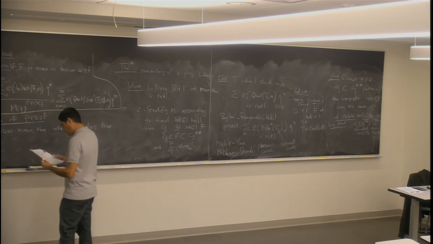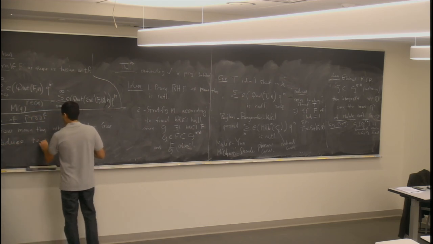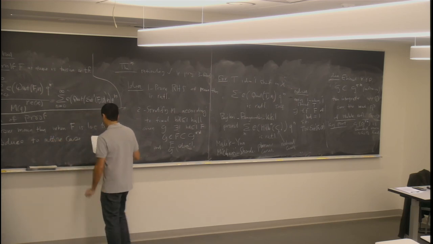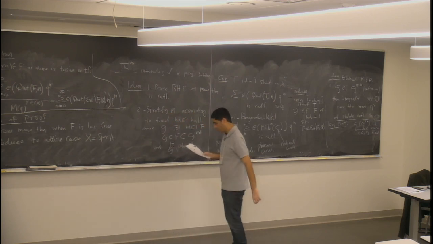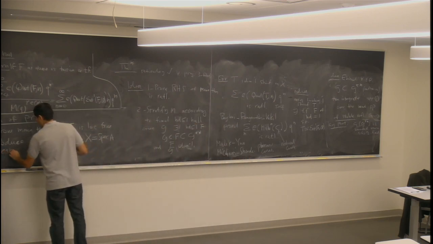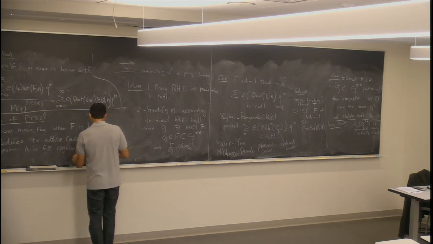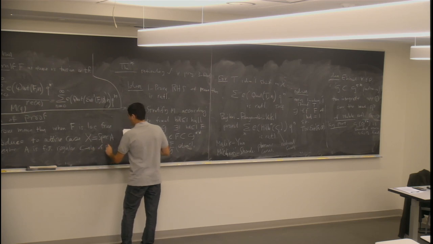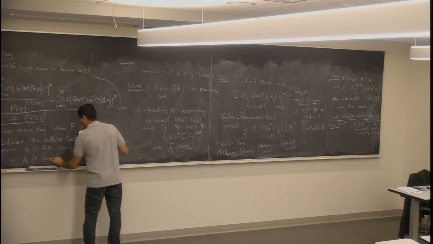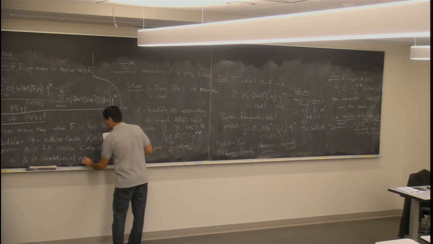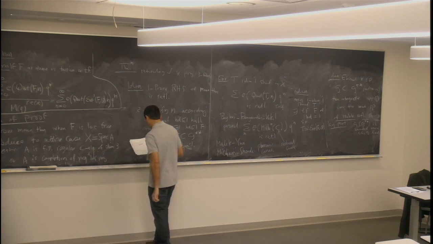So step two, reduce to the affine case, where A is either a finitely generated regular C-algebra of dimension 3, or A is the completion of a regular local finitely generated C-algebra of dimension 3.